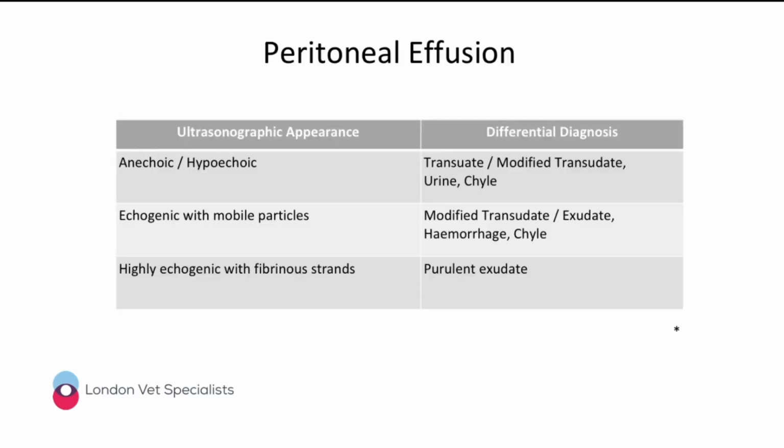So having discovered that there's peritoneal effusion, the literature would have us believe that we can predict the type of effusion. So the more anechoic an effusion is, the more likely it is to be transudate or modified transudate. And the more echogenic an effusion is, particularly if it's full of hyperechoic fibrinous strands, the more likely it is to be a purulent exudate. And then modified transudates, chyle and hemorrhage, are kind of somewhere in between. I've certainly heard people say that if you have an effusion that has lots of small motile echogenic particles, then it's more likely to be hemorrhage.